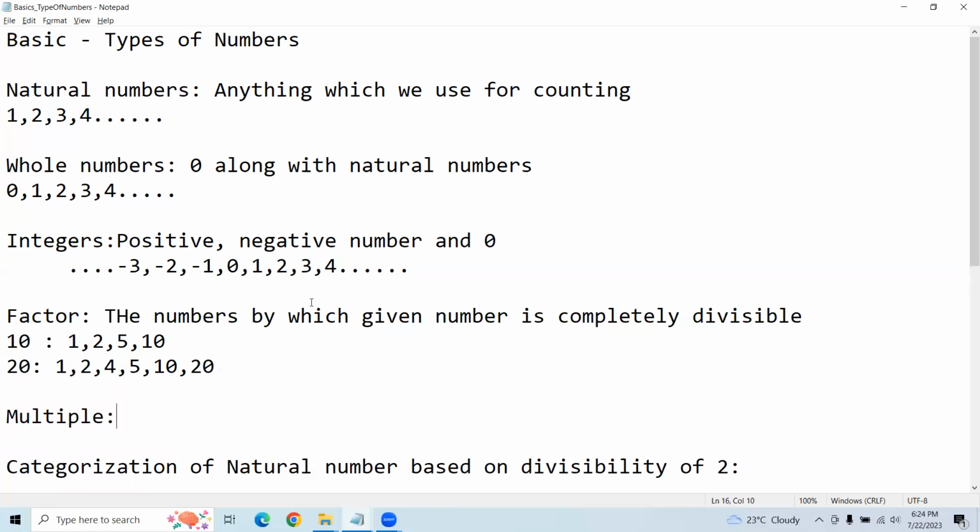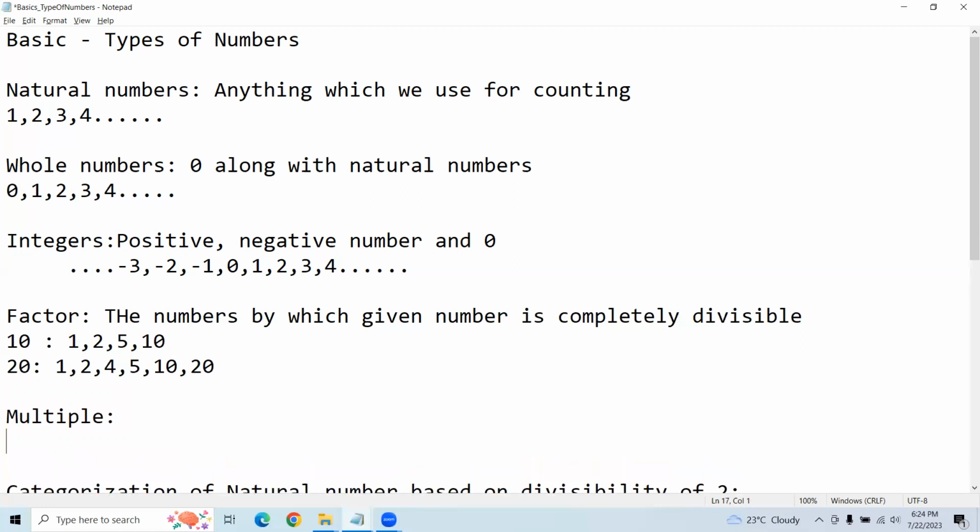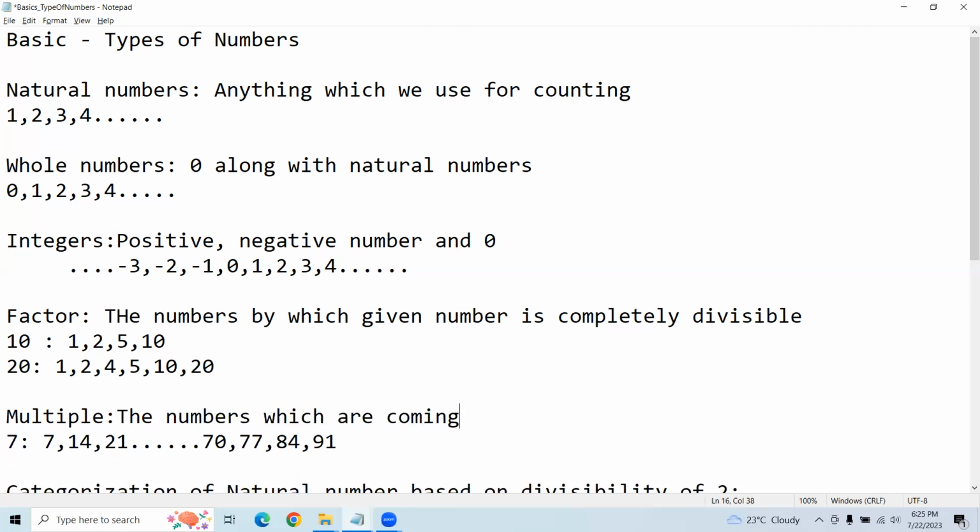Now let's look at multiples. Let's say we have written the number 7. You start writing the table of 7: 7 1s are 7, 7 2s are 14, 7 3s are 21, and it will continue like this. 7 10s are 70, then again 77, 84. You keep adding 7. You get the numbers which come in the table of 7, or the numbers which are divisible by 7.